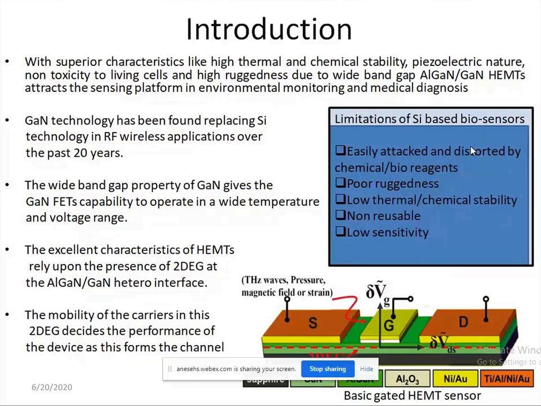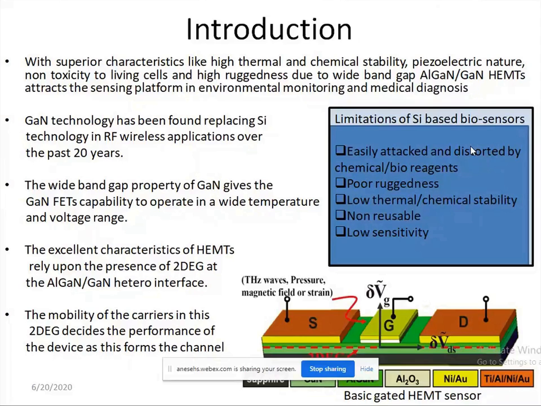Other limitations of the silicon-based sensor are its poor ruggedness. It cannot be used above a particular temperature or in a hazardous environment. Also, the shelf life of the sensor is very poor, like very few months or very few days we can use it. Similarly, considering the chemical and thermal stability, it cannot be used above a temperature of 300 to 400 degrees Celsius, and it cannot be used in all kinds of chemical environments.